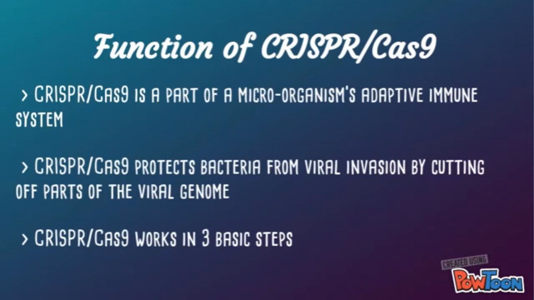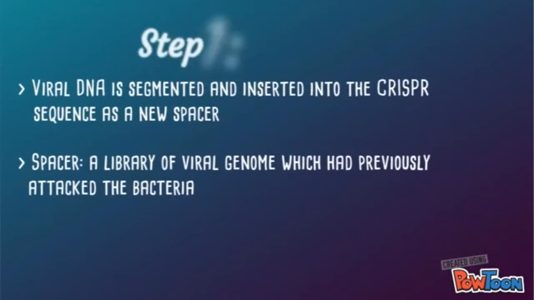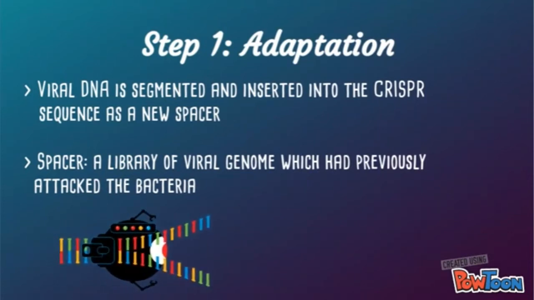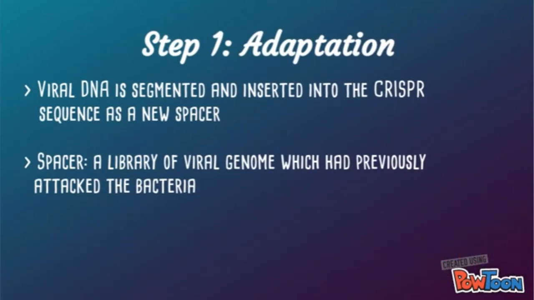Step 1. Adaptation. DNA from an invading virus is processed into short segments that are inserted into the CRISPR sequence as the new spacer. The spacer is a library of viral genomes which had previously attacked the bacteria.